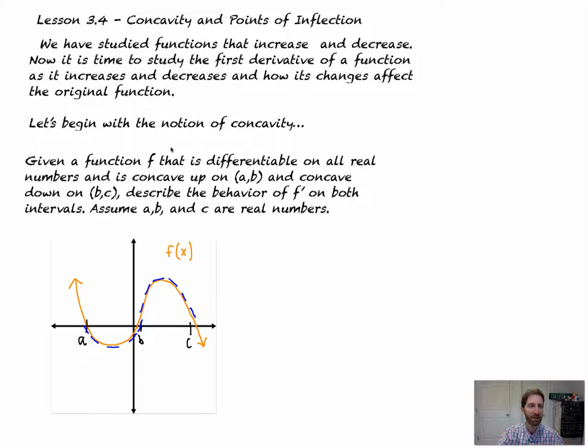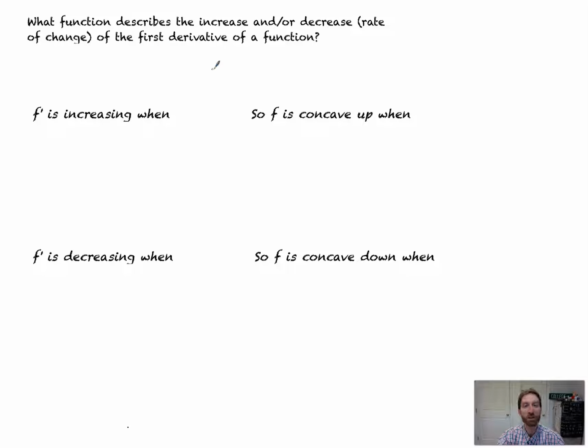All right, on to the next little part here. It says, what function describes the increase and/or decrease, the rate of change, of the first derivative? That would be f double prime, right? The derivative of f prime would be f double prime, and that would describe the rate of change of f prime, or the slopes of f prime. Always keep it one level down: f prime, f double prime. Going from f to f double prime, we'll get there very shortly, but for right now, the derivative of f prime is f double prime.